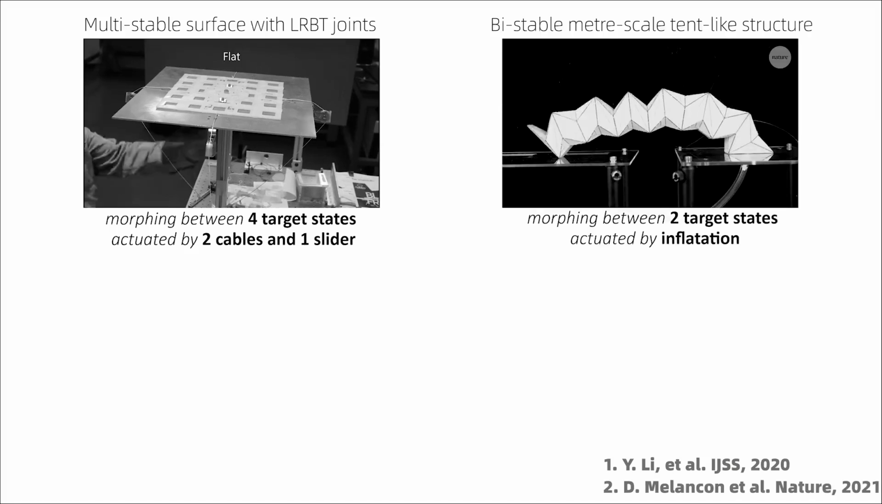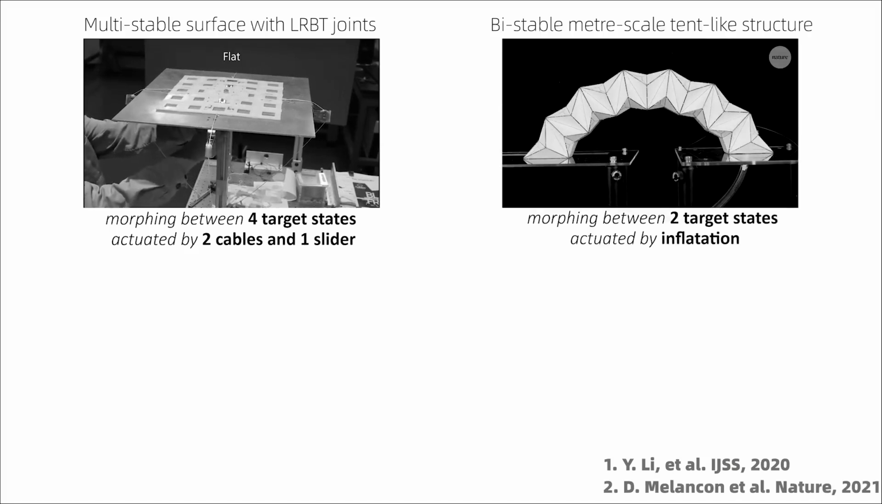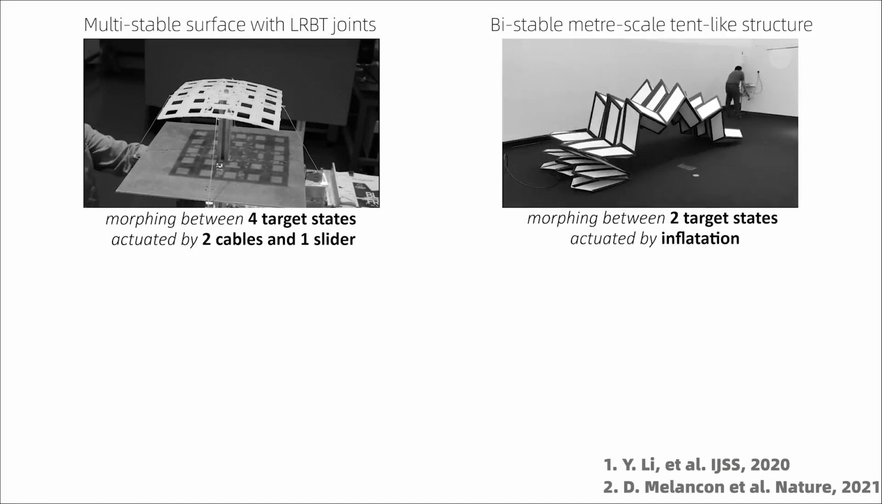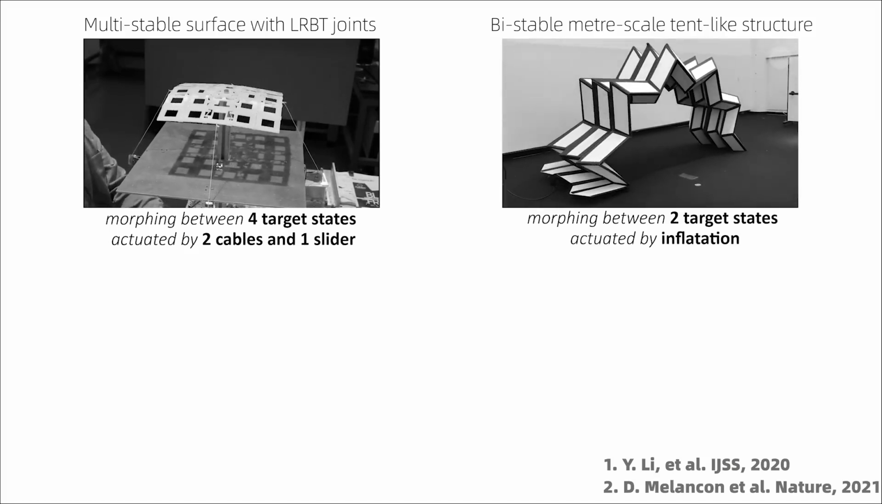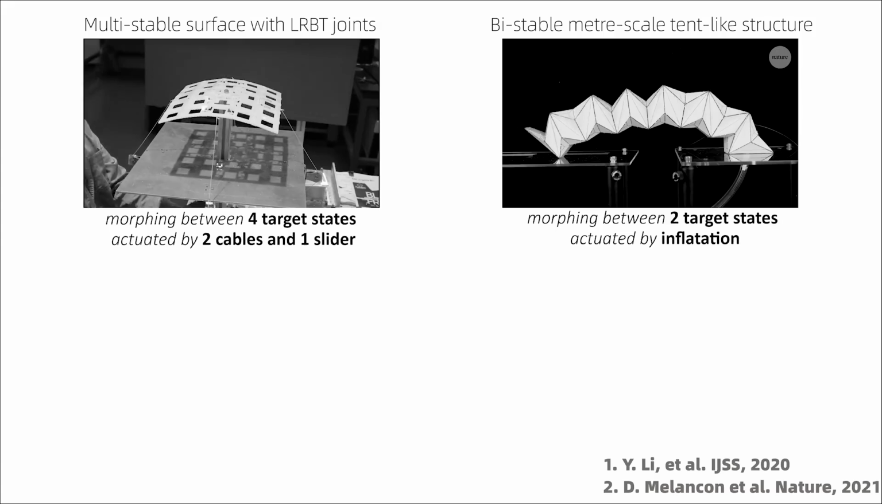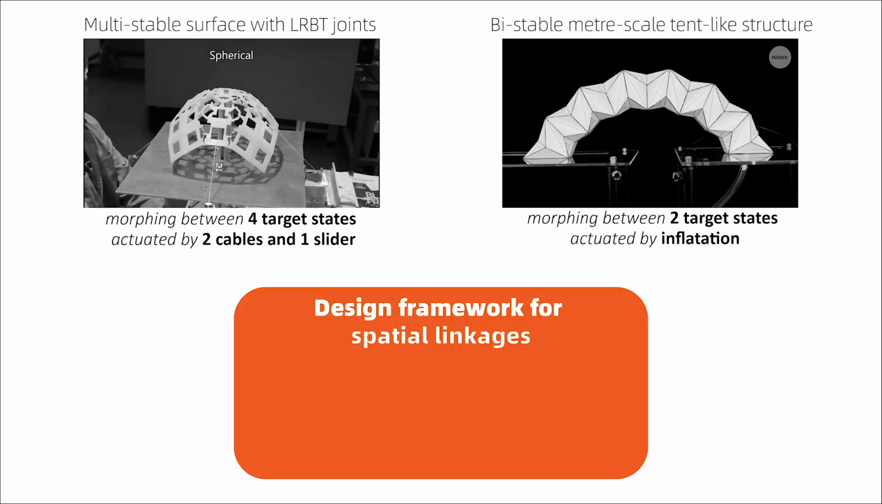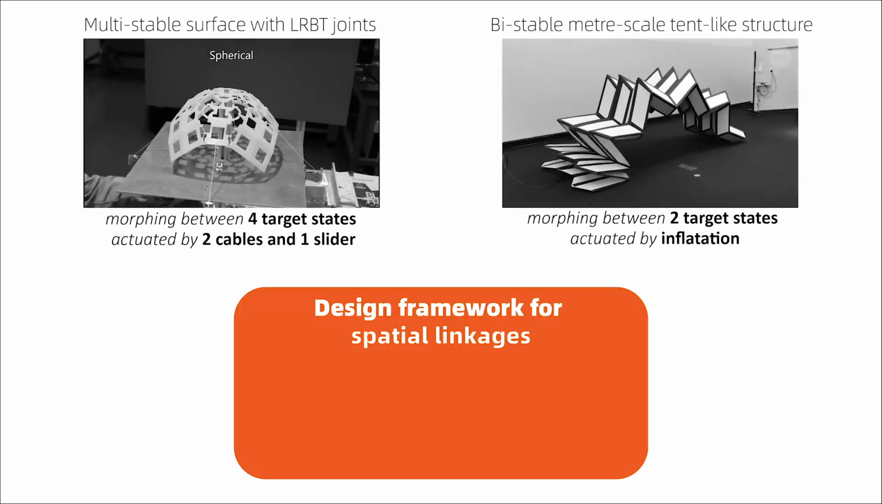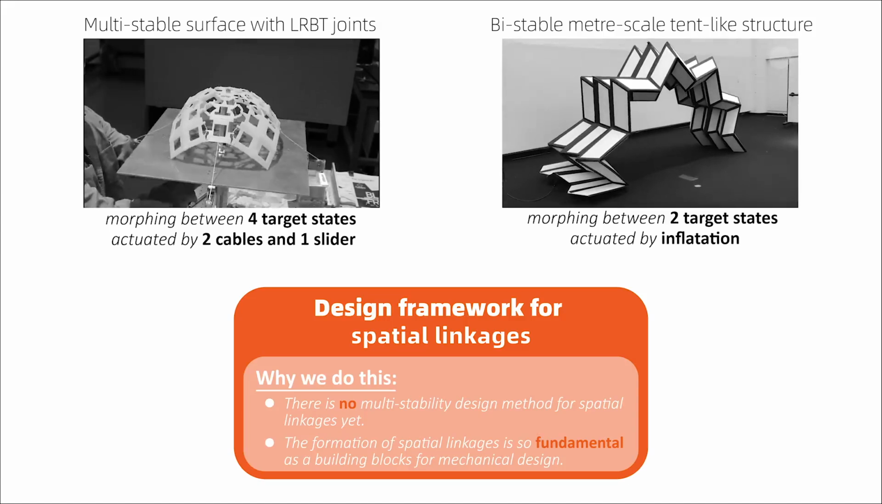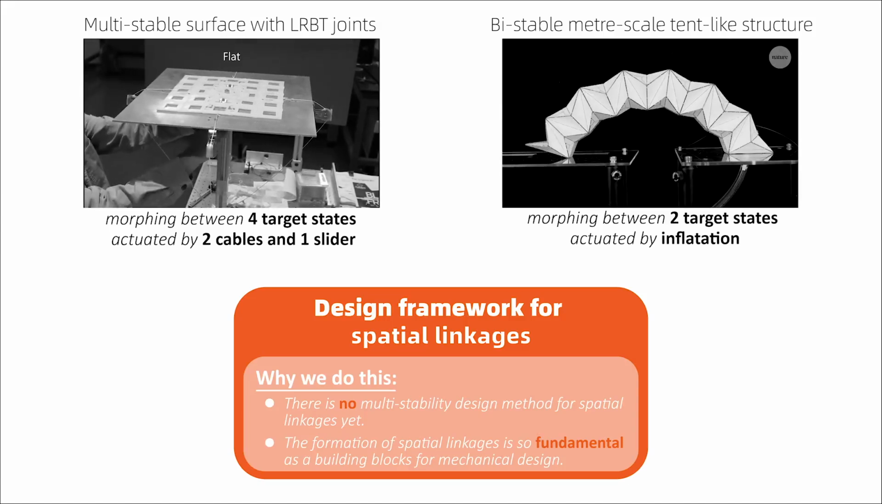Many multistable structures of surfaces, robots, and emergency supplies have been made to illustrate the merits of fewer actuators to achieve multiple stiffened configurations. In this paper, we propose a multistability design framework for spatial linkages, which is a fundamental building block for mechanical designs, and aim to help avoid the high DOF problem.